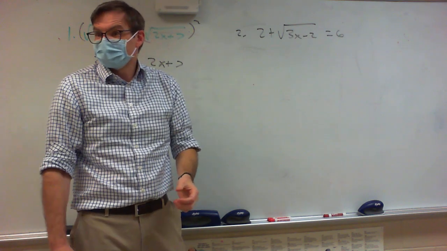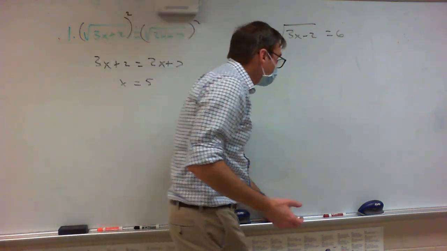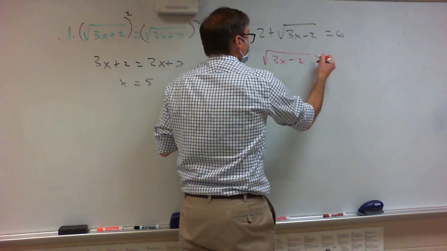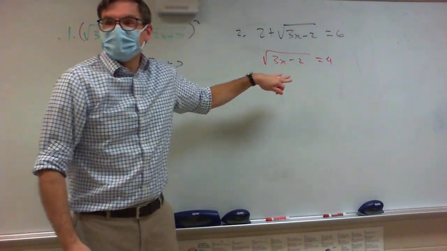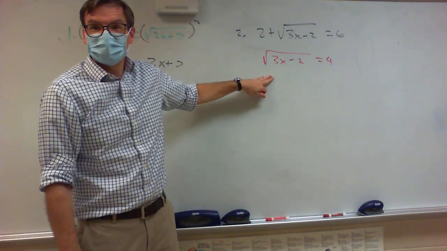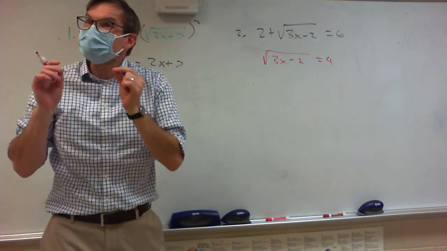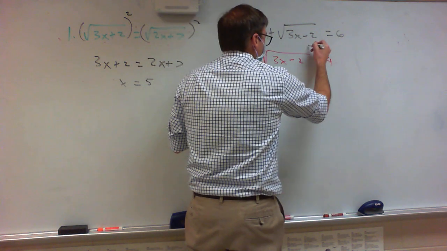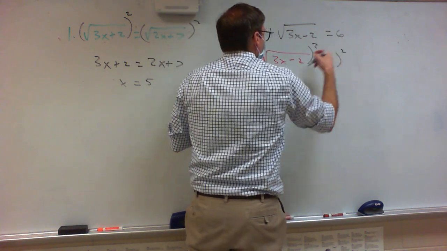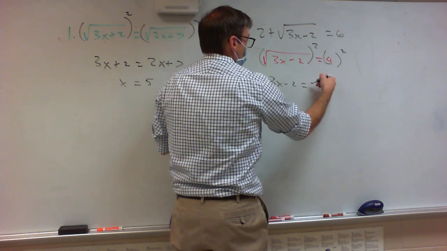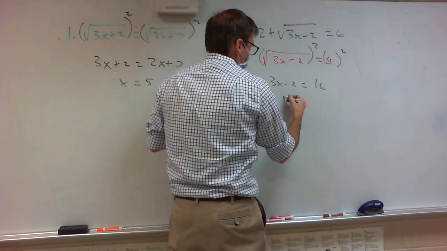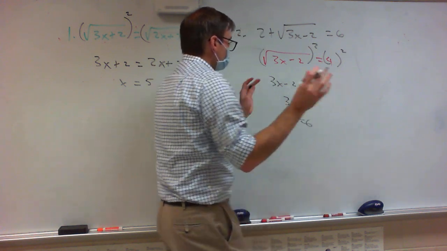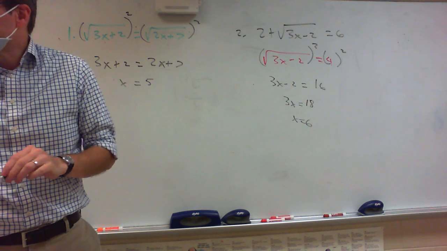radical by itself. If I get my radical by itself, I'll subtract 2 from both sides, so this is going to give me the square root of 3x minus 2 equals 4. I like the way this looks, because now I can square both sides and things are not particularly ugly. So I'm going to square both sides, and that's going to give me 3x minus 2 is equal to 16. Add 2 to both sides gives me 3x equals 18, and I end up with x is equal to 6, and everybody's happy.